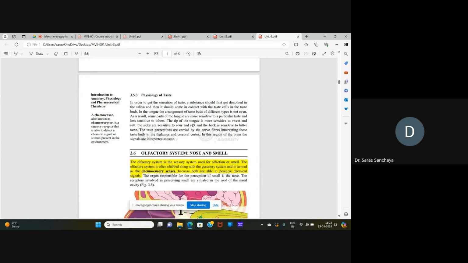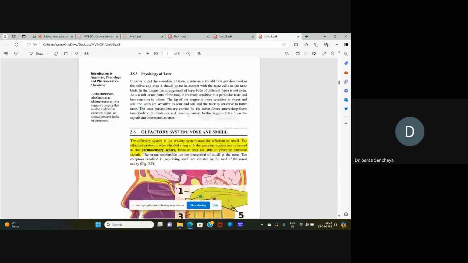The tip of the tongue is more sensitive to sweet and salt. The sides are sensitive to sour and salt, and the back is sensitive to bitter taste. The taste perceptions are carried by the nerve fibers innervating these taste buds to the thalamus and cerebral cortex. In this region of the brain, the signals are interpreted as taste.